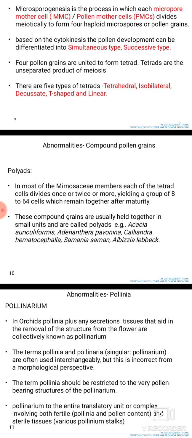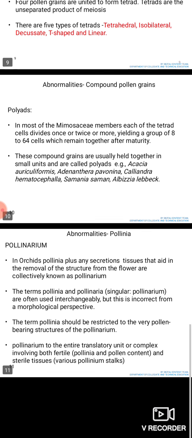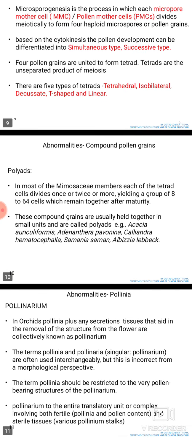The term pollinia and pollinarium are often used interchangeably, but this is incorrect from a morphological perspective. The term pollinia should be restricted to the pollen-bearing structure of pollinarium. Pollinarium refers to the entire translatory unit or complex involving both fertile, that is the pollinia and pollen content, and the sterile tissue, that is the pollinium stalks.